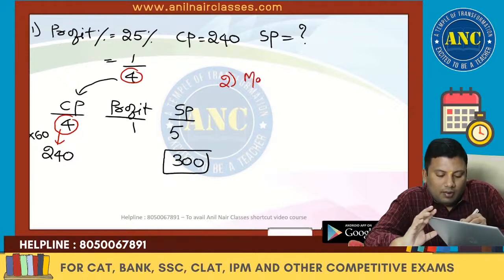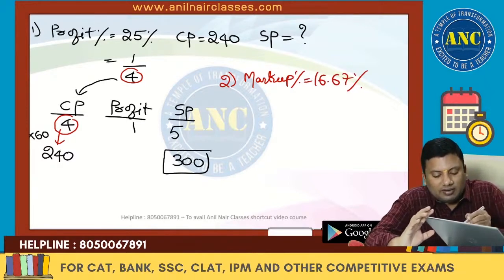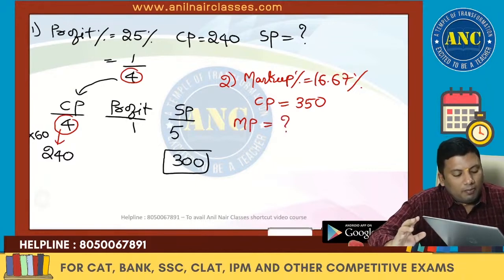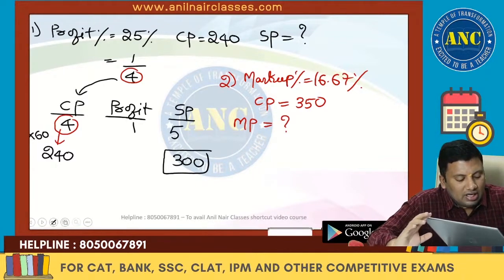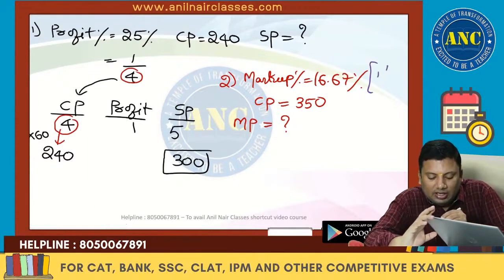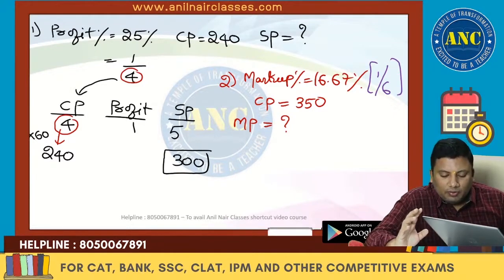Second question. Markup percentage. The idea remains the same. That is the beauty of thematic based learning. Markup percentage is 16.67%. Cost price is 350. What is the market price? This is nothing but 1 by 6.